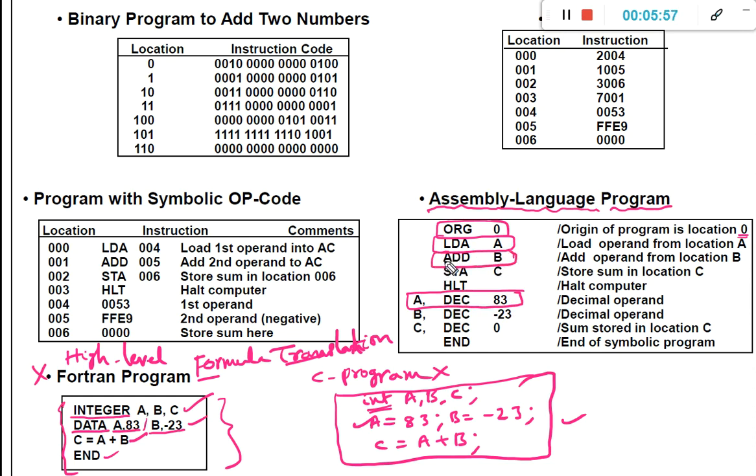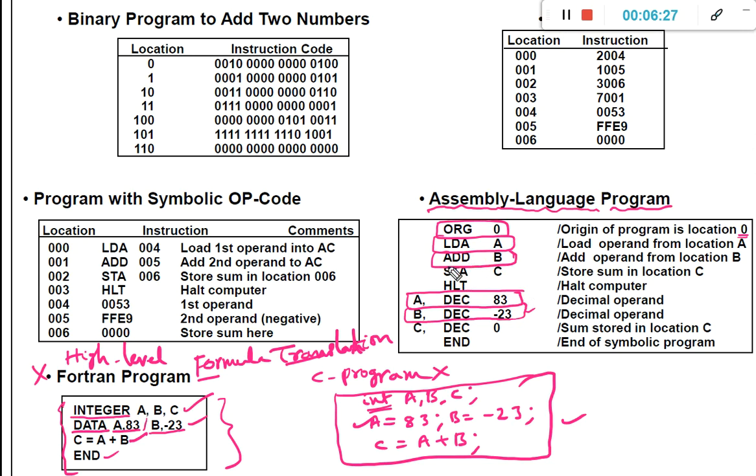So what does it mean? We are going to add the content of A with the content of B. For that purpose we need the content of B. The content of B is actually assigned from here. So add operand from location B. The location B will be assigned with a decimal operand minus 23. So now the addition has been carried out successfully.